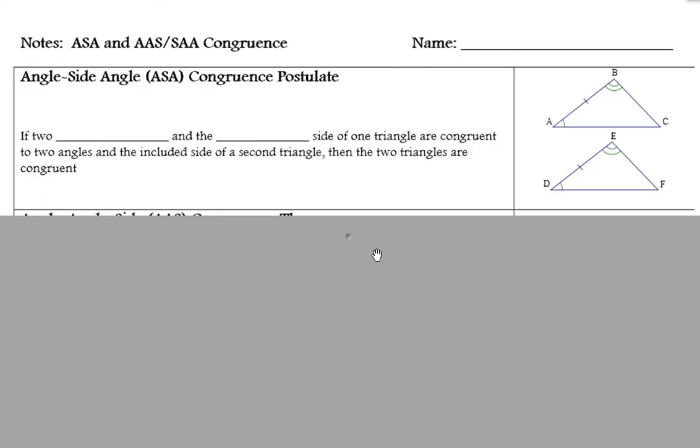Okay, today we're going to learn about two other ways to prove that triangles are congruent by using angle-side-angle and angle-angle-side, or we can call it the side-angle-angle congruence shortcuts. The first one is the angle-side-angle congruence postulate, and that says if you have two angles and the included side, remember included means in between, of one triangle are congruent to two angles and the included side of a second triangle, then the two triangles are congruent.